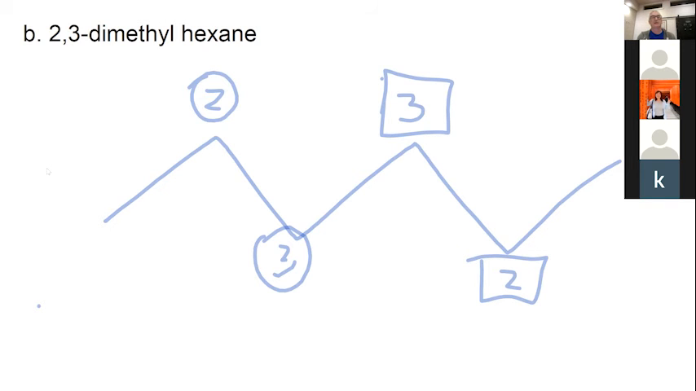Doesn't make any difference, as long as the 2 and 3 are next to each other, and the 2 is 1 away from an end. Doesn't matter which end, just an end. So what are the substitutions on 2 and 3?